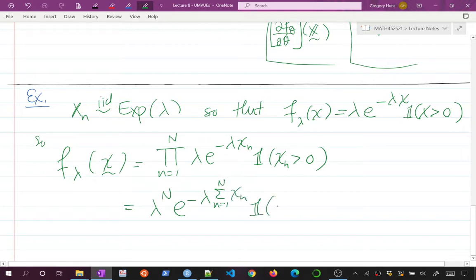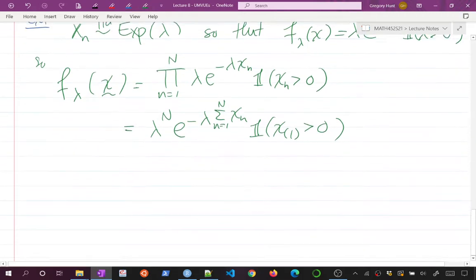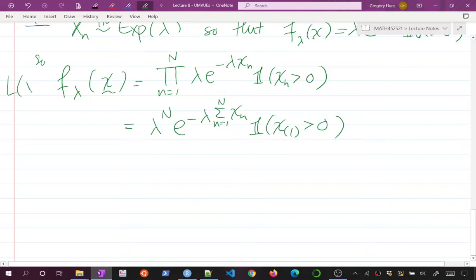And we've seen now that you can write this as, let's say, the minimum is bigger than 0, right? I'm going to go through that pretty fast, but we've seen that a couple times. And of course, you could call this the likelihood function of lambda. That's just the joint distribution.